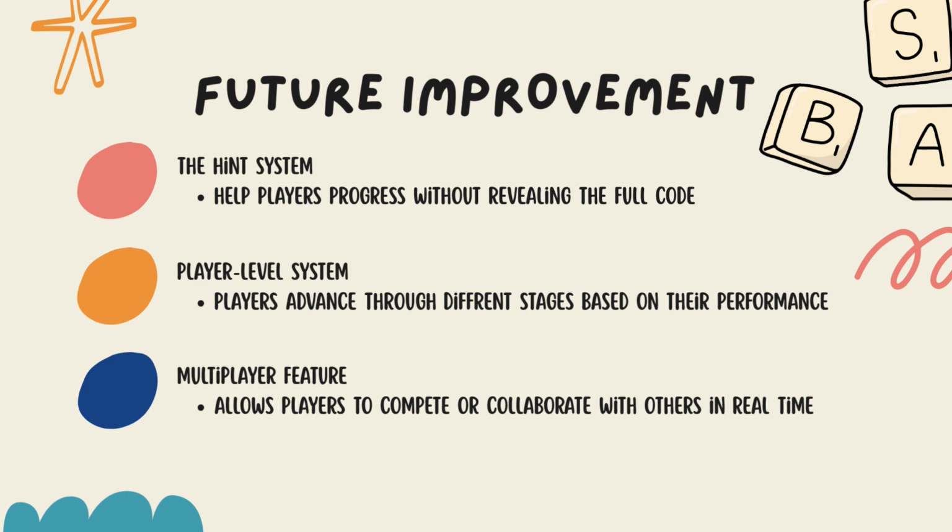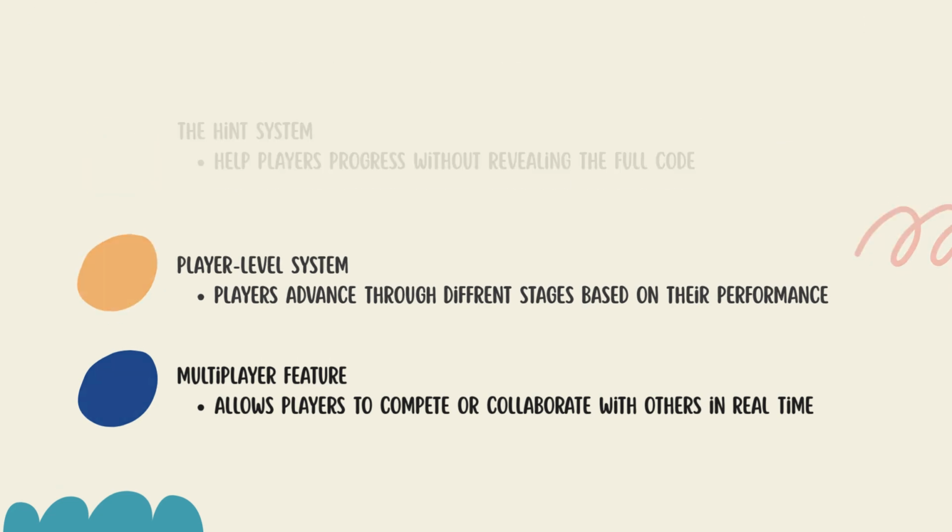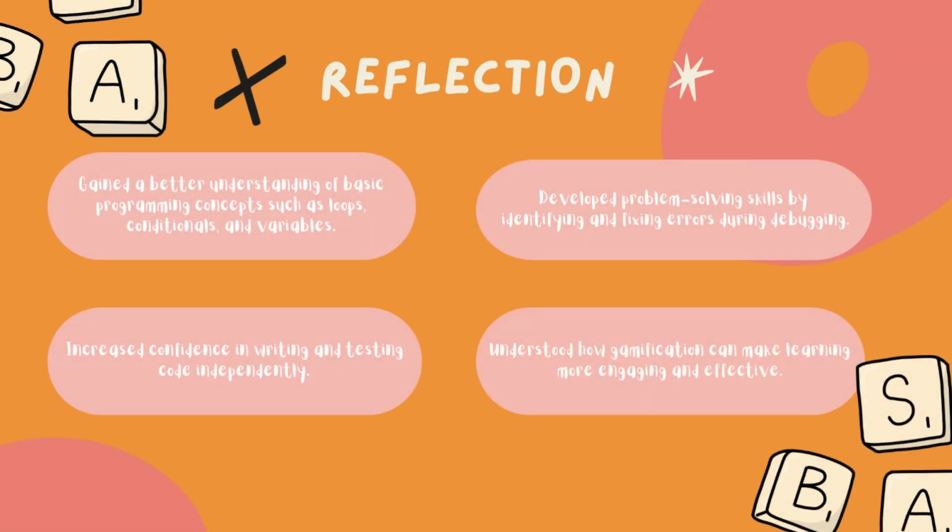The second one is a player level system, where users advance through different stages based on their performance. Each level can introduce increased difficulty such as longer code, fewer attempts, or reduced hints. And the last one is multiplayer features that allow players to compete or collaborate with others in real time. Players can challenge friends or random opponents to guess the same code, with the winner determined by fewest attempts or fastest time.